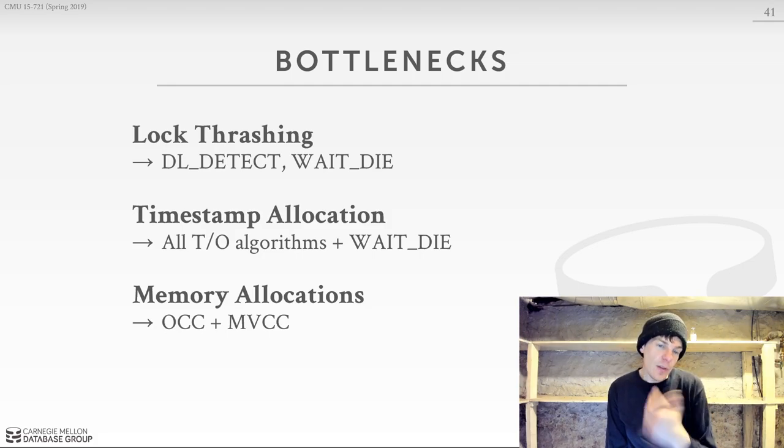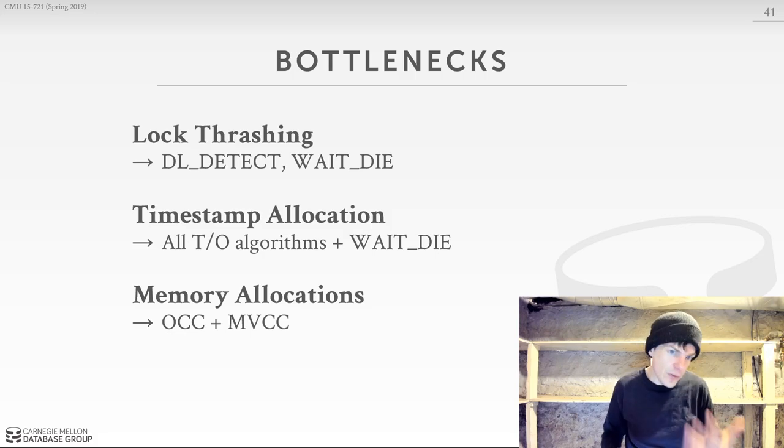So we can actually look a bit deeper now at all the different bottlenecks we can have. Break it up into three categories: lock thrashing, timestamp allocation, and memory allocations. These are fundamental to the implementation of the system and not something directly applicable to a single protocol.